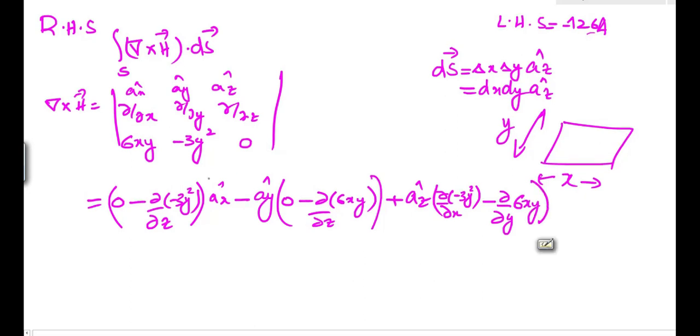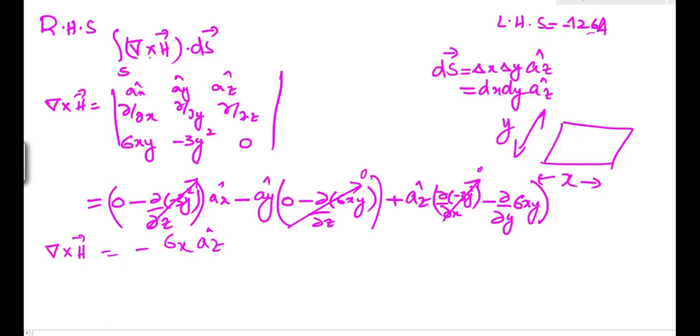Now further solving this, as this component is independent of z, the x component becomes 0. The y component also becomes 0 because this is also not a function of z, and this portion is also not a function of x, so this becomes 0. We are left with only minus 6x az, as the partial derivative of 6xy with respect to y is 6x. So minus 6x az is what we get as the curl of H.